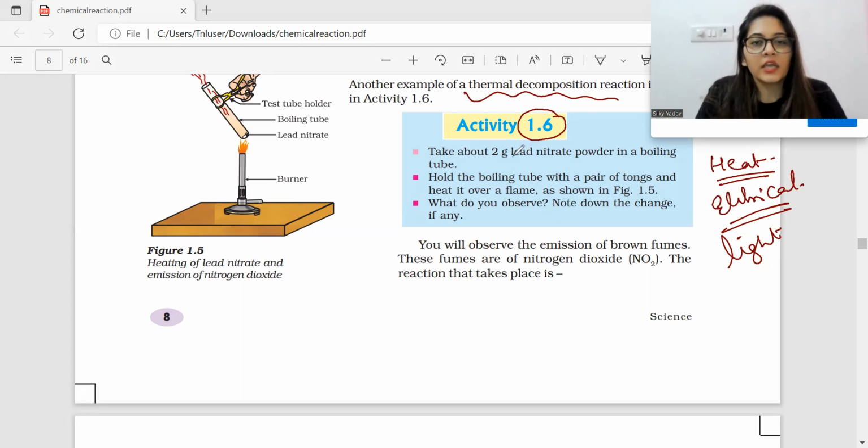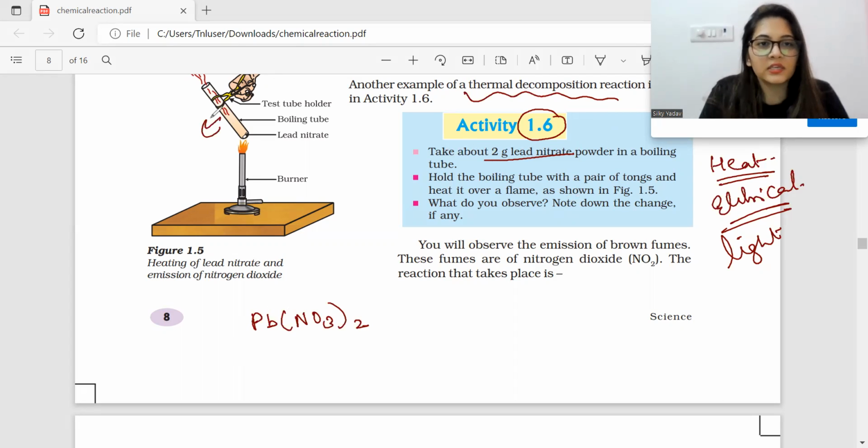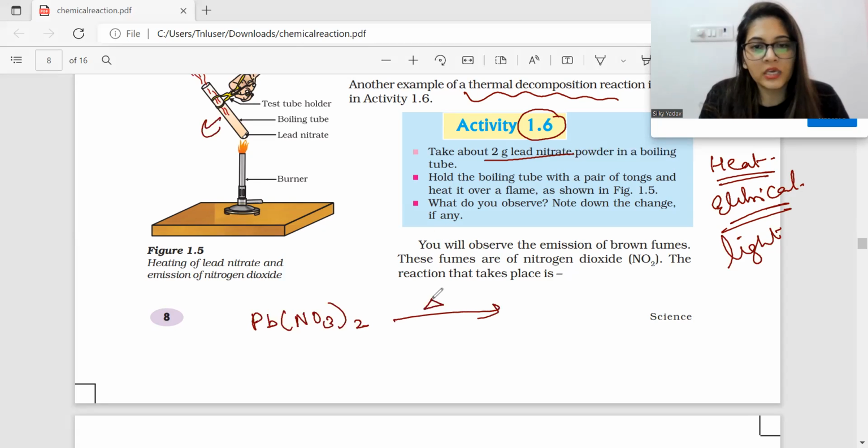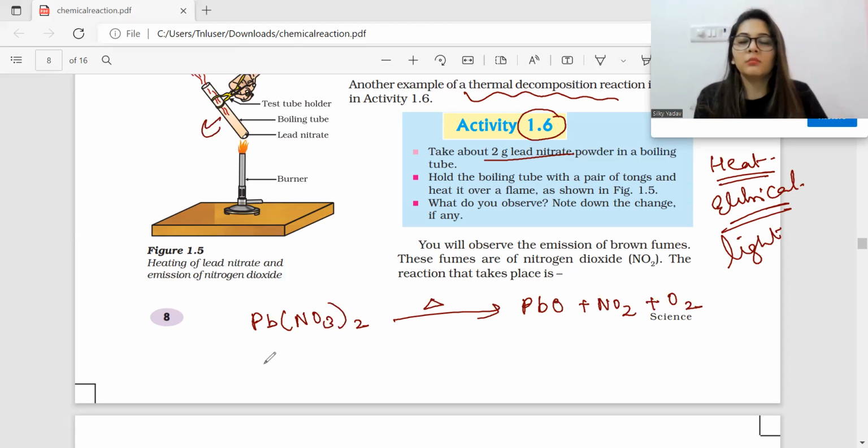Now let's see this activity here. They're talking about taking about 2 grams of lead nitrate. Lead nitrate is Pb(NO3)2. So we are taking the powder in a boiling tube. You can see there is a test tube. In that we've added this lead nitrate, and now we are heating it with the help of the Bunsen burner. When you heat it, what you are going to get is PbO plus NO2 plus O2. So this is a thermal decomposition reaction because one reactant is giving us 3 products. That's a decomposition, breaking of things, right?